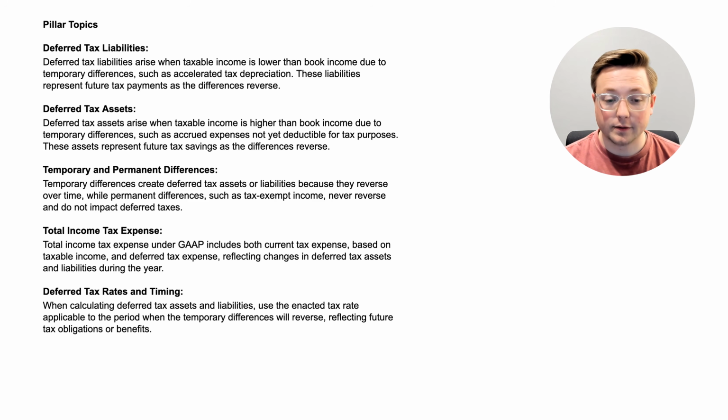And finally, let's talk about deferred tax rates and timing. When calculating deferred tax assets and liabilities, use the enacted tax rate applicable to the period when the temporary differences will reverse, reflecting future tax obligations or benefits. So if there is a current tax rate, but in the future there's going to be a different tax rate, you use the different tax rate that there's going to be in the future because the deferred tax assets and liabilities are going to occur and reverse in those future periods.